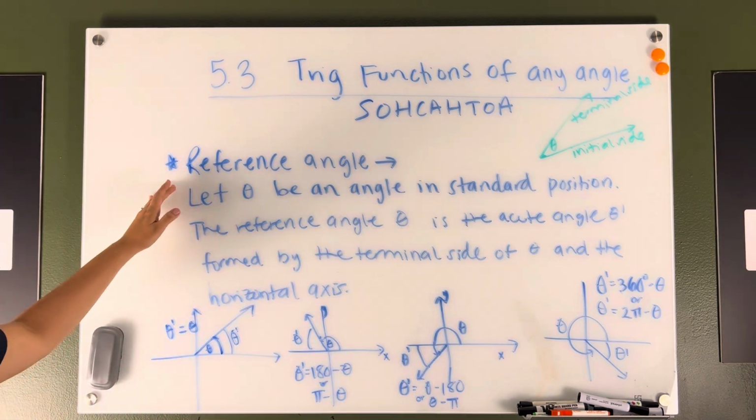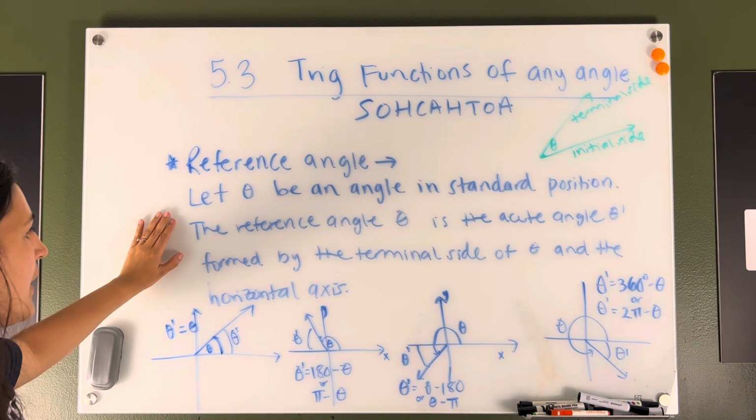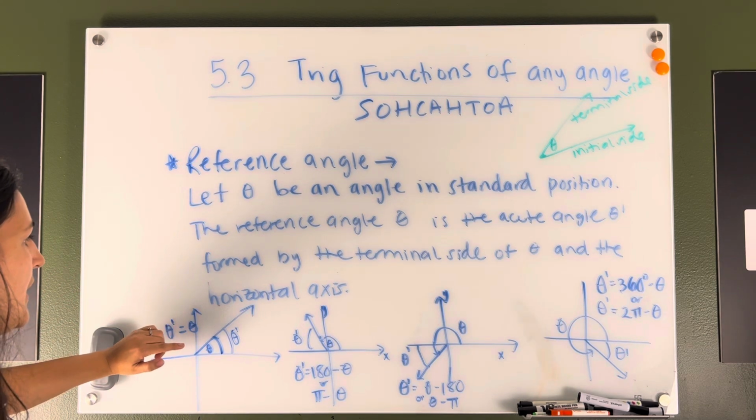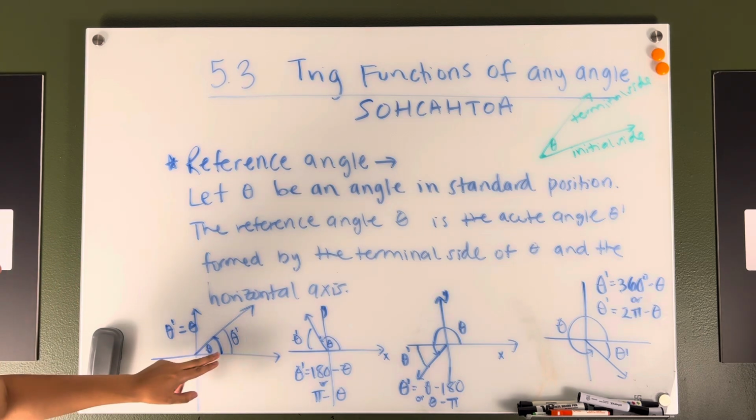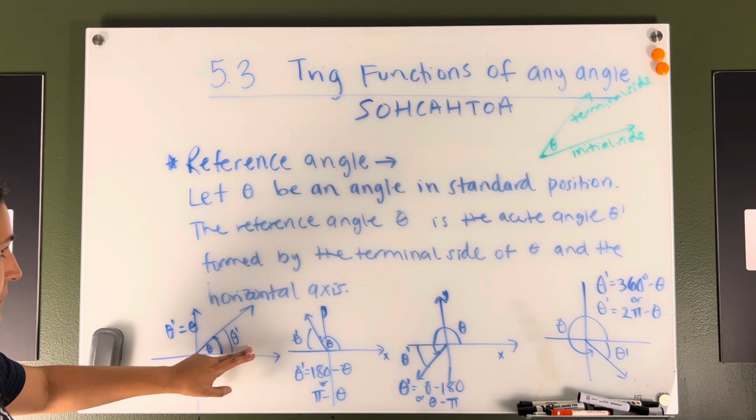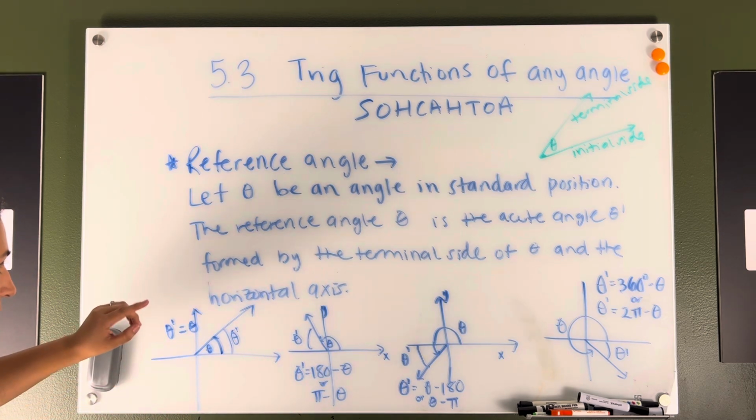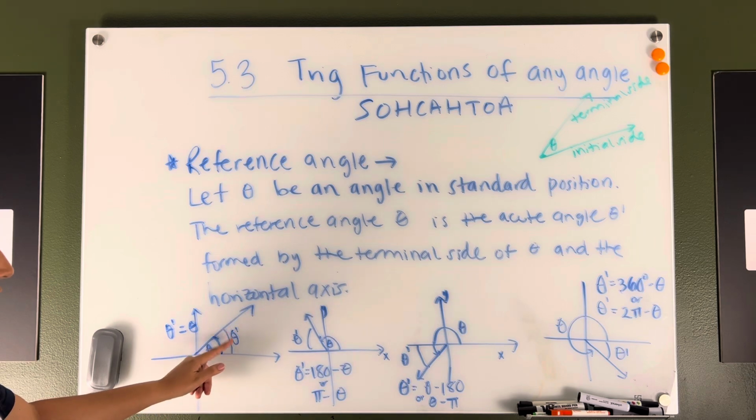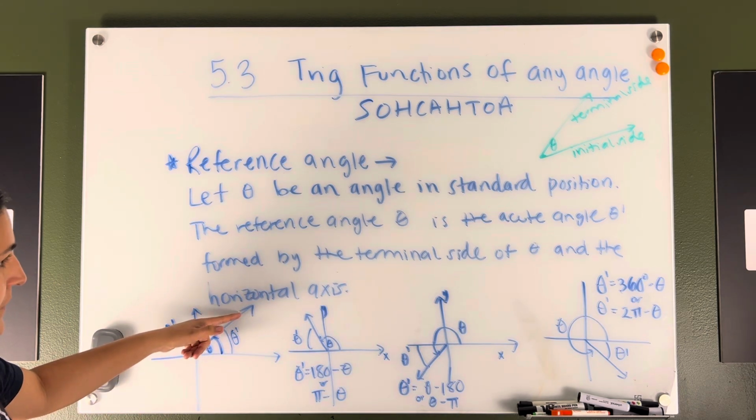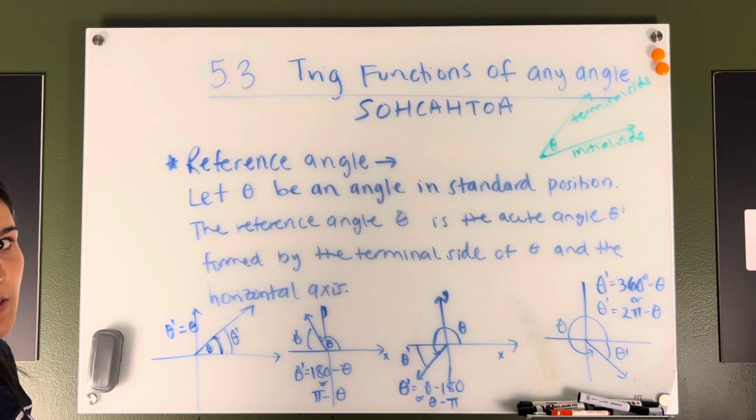Now this reference angle, which is theta prime, is the acute angle formed by the terminal side and the horizontal axis. So for example, over here, theta is going to be the same as the reference angle, theta prime, because according to the definition, it's the acute angle. This would be an obtuse angle. It's the acute angle formed by the terminal side, which is this one, and the horizontal axis. So it's actually the same degrees, the same theta.